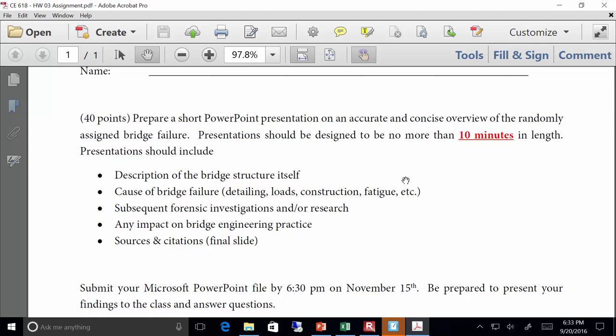What I wanted to do is give you all the chance to do a little bit of research on your own and do a presentation on a bridge topic. So what I've decided is I want each of you to present on a particular bridge that failed or collapsed. Tell us why, tell us where it is, what happened, what was the impact on the industry and what have you.